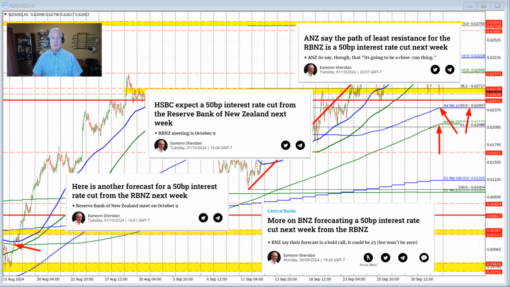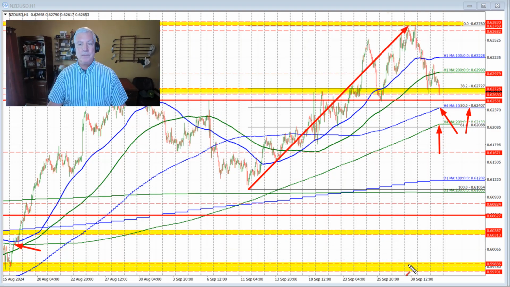That could keep the pressure on the New Zealand versus US dollar, at least in the short term. So that's my tactical look at the New Zealand versus US dollar.